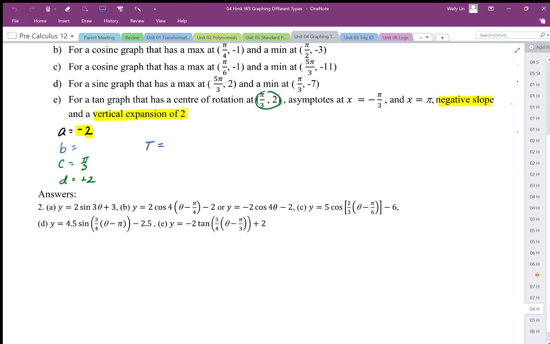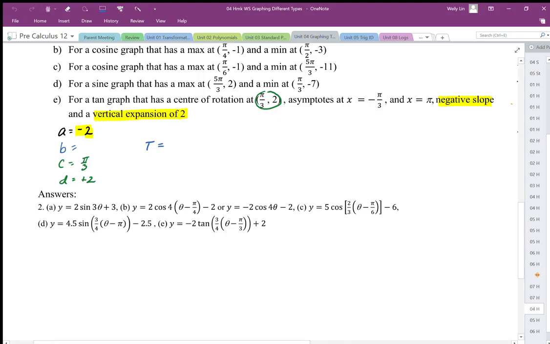2e is a tan graph and tells us the center of rotation as pi over 3 and 2. It gives us asymptotes at negative pi over 3 and pi, and a negative slope and vertical expansion of 2. Starting with the negative slope and the vertical expansion of 2, we know that the a value must be negative 2, because a tan graph usually has a positive slope.